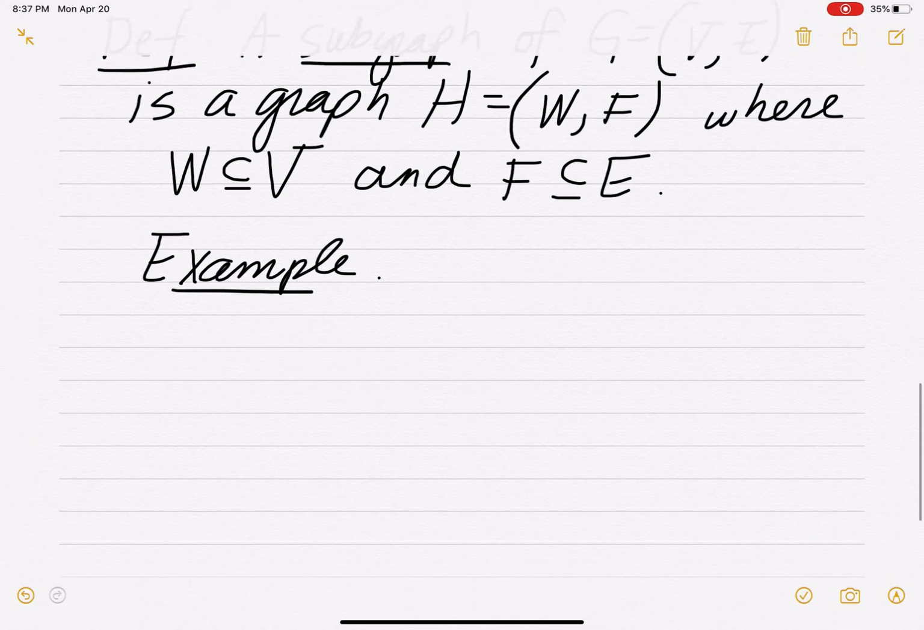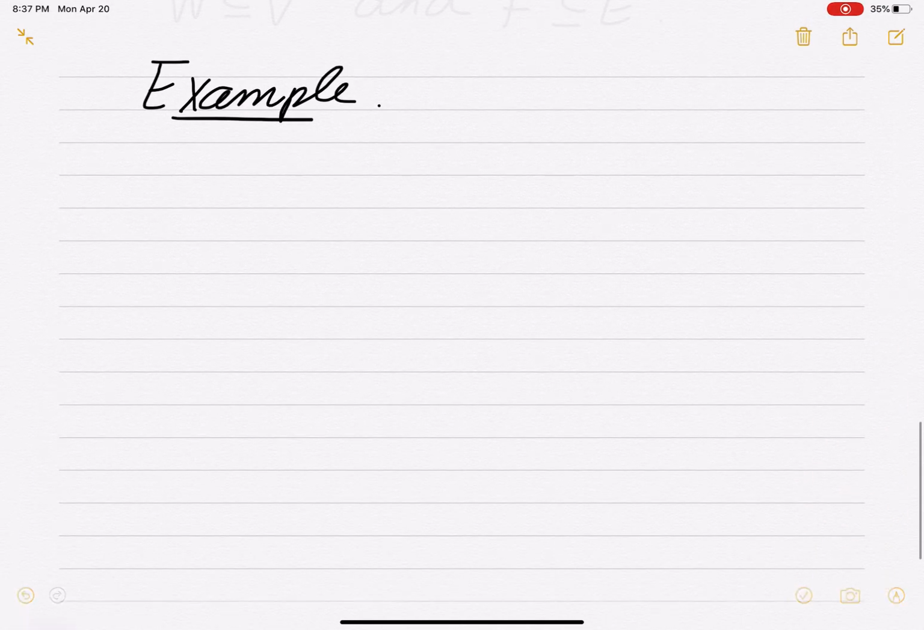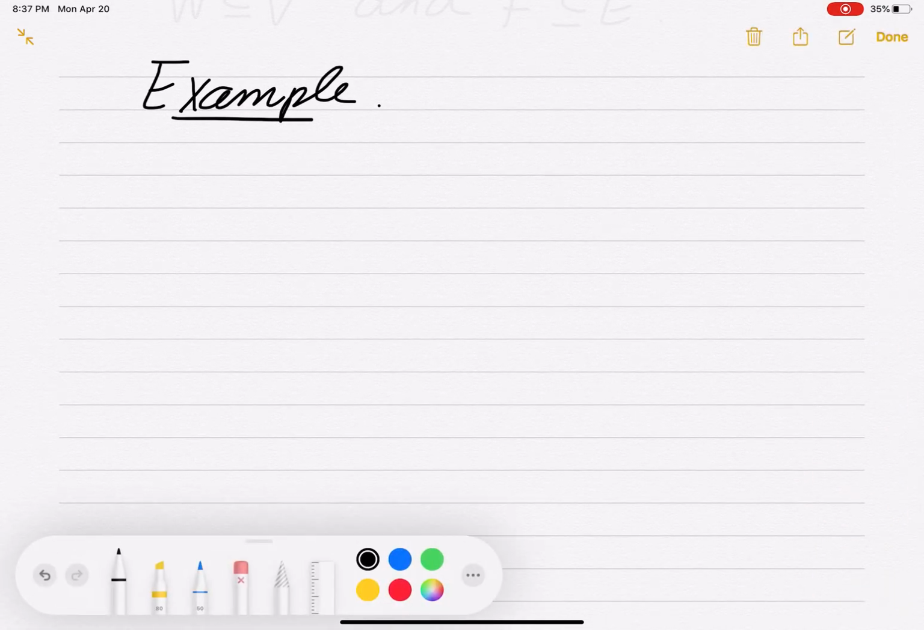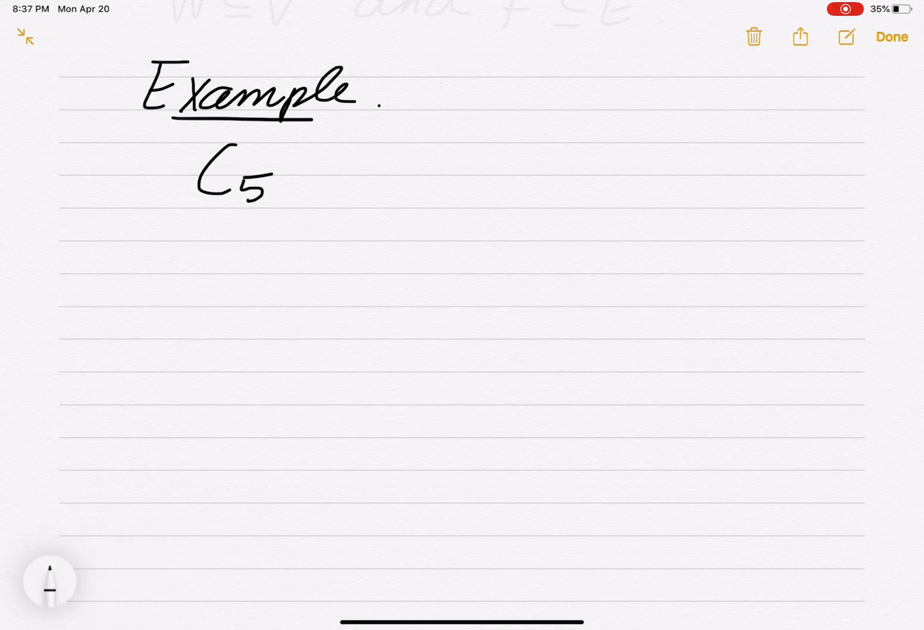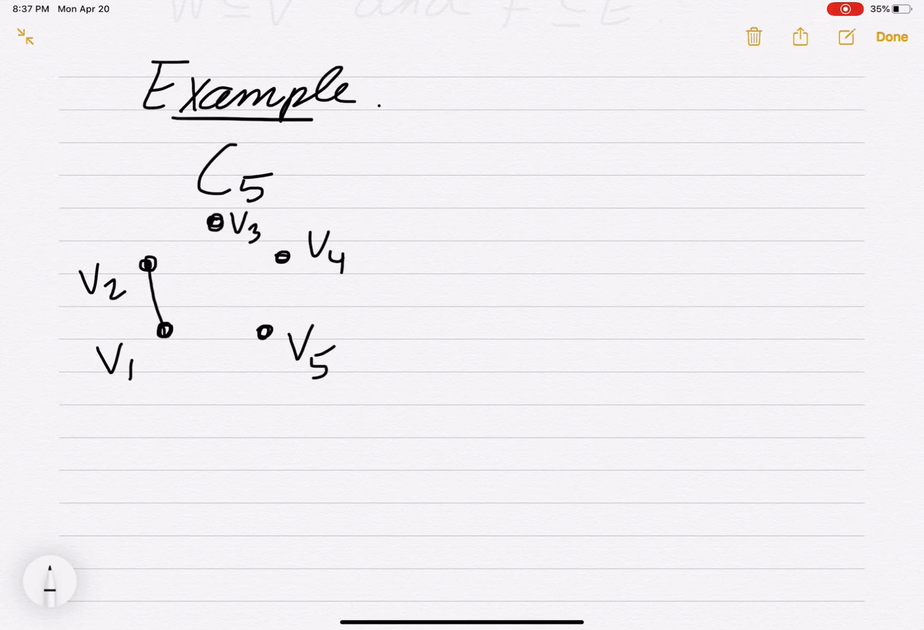Let's look at C5. Remember, C5 is a cycle with 5 vertices. So if I have V1, V2, V3, V4, V5, I'll start at V1, I go to V2, V2 to V3, V3 to V4, V4 to V5, V5 to V1, that's C5. And I have over here W5.